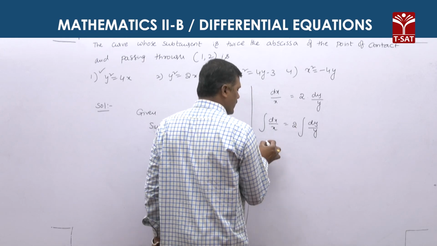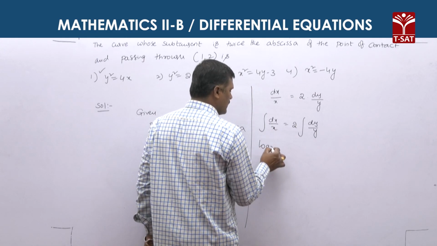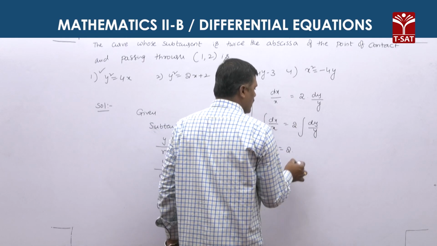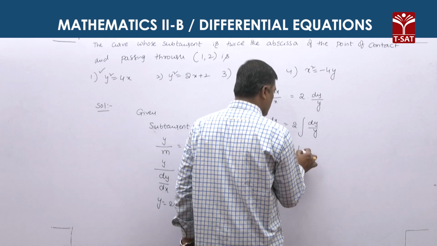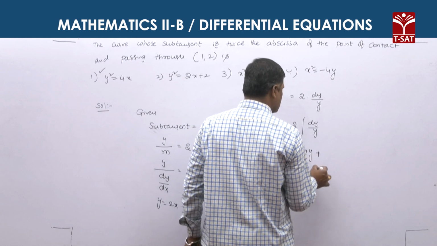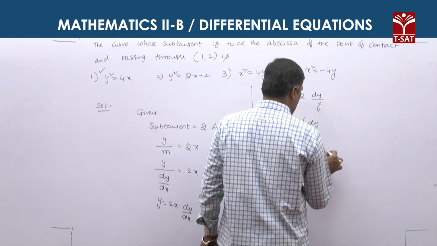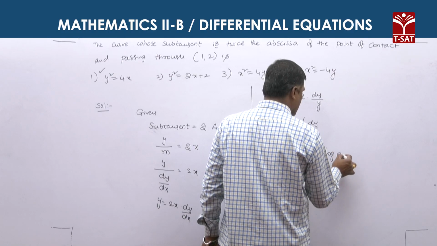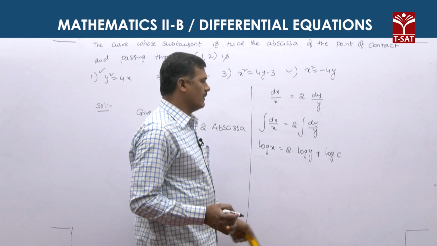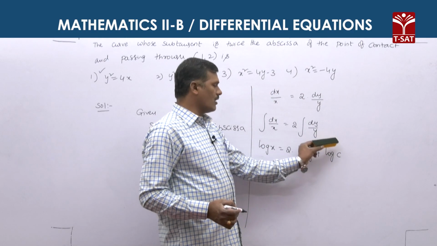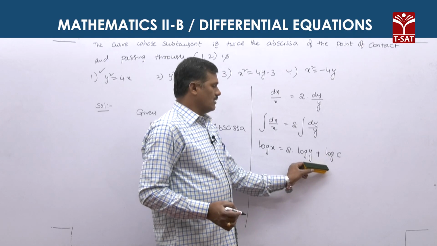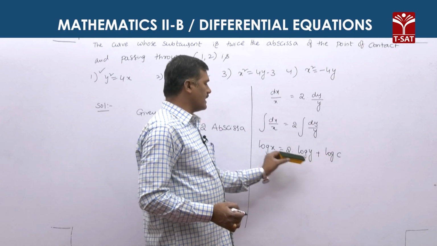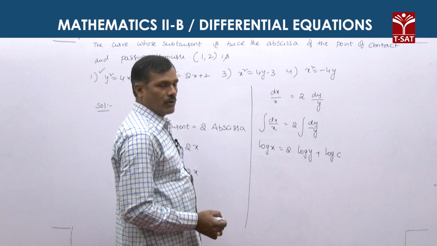Integral dx by x is log x, is equal to 2 into integral dy by y, is log y plus log c. The integral constant is taken as log c. Generally, the integral constant is taken for our convenience to get the solution of the given problem.